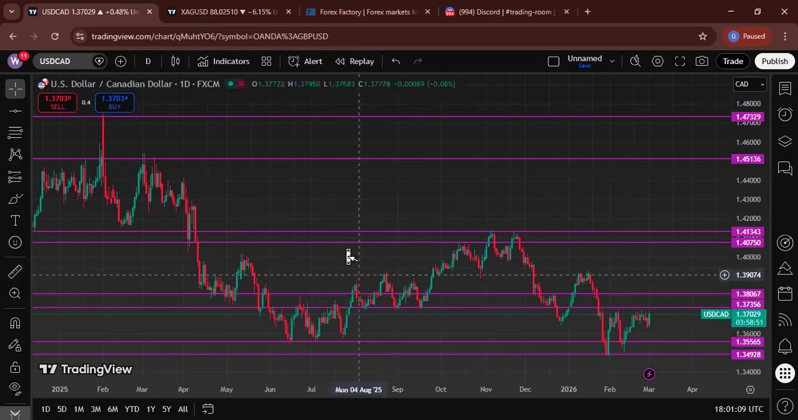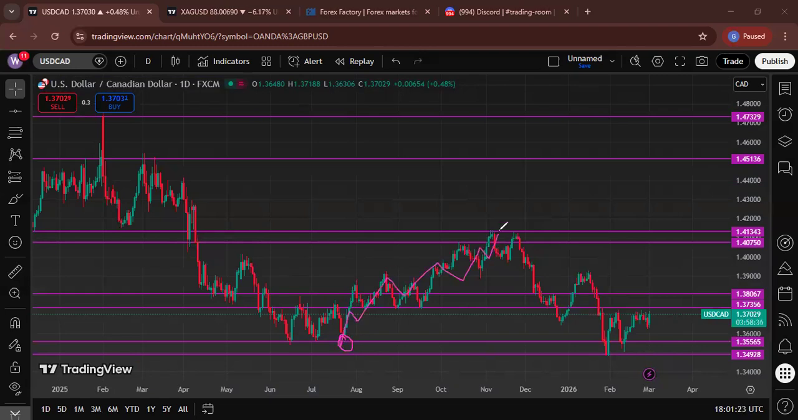On the daily, we can clearly see the major ranges and the minor ranges. The major range is from this demand all the way to this supply, then from this supply all the way down to this demand, and that range is filled. But within the major range, you have several minor ranges, from this demand to this supply, back to this demand, to this supply. So that is the minor range.